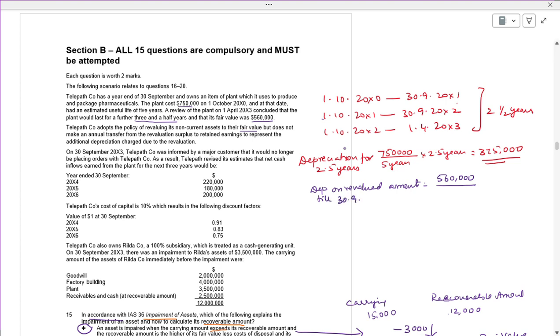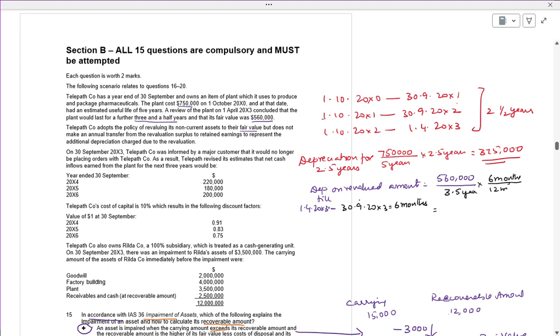30th September 2003. From when? 1/4/2003 to 30th September 2003. How many months? 6 months. How many years are left over? 3.5 years, into 6 by 12 months. We have to calculate only for 6 months. How much will you get?